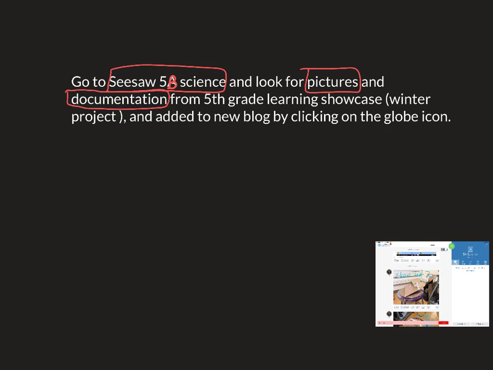All right, so 5B. When you go to 5B Seesaw Science, Pictures and documentation, you're going to find it. You are going to click on a little globe icon that is now going to appear. It's kind of white, not red. It looks a little bit like this. You're going to click it, and it's going to ask you, do you want to publish? You're going to click yes, publish. And when you click on that, it's going to publish to the blog.